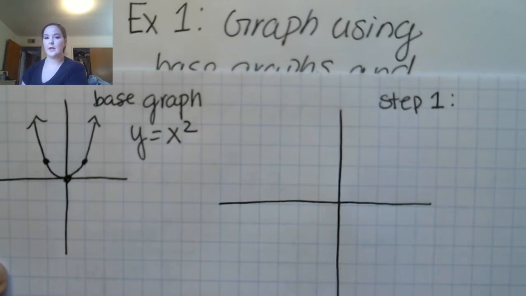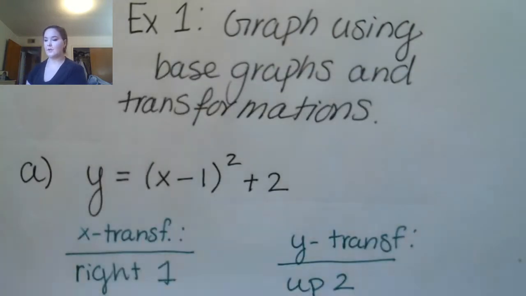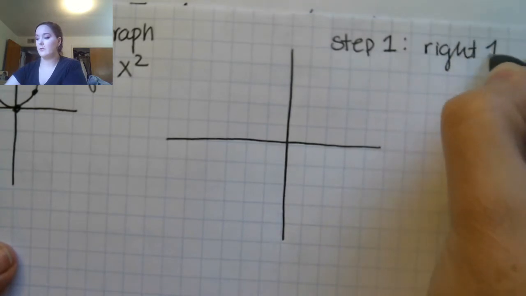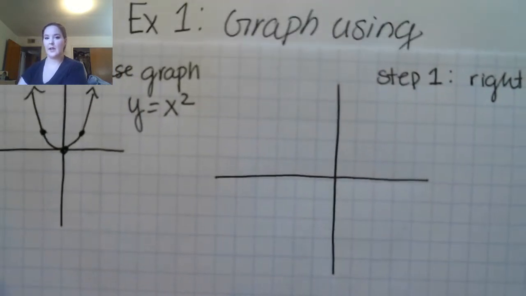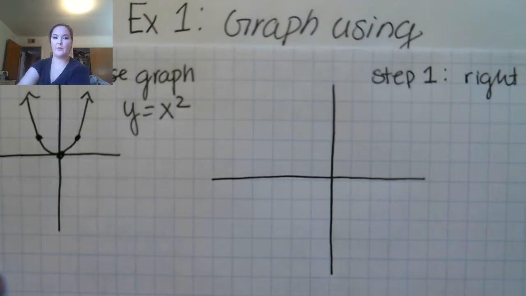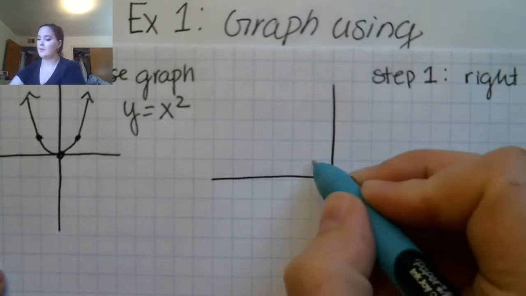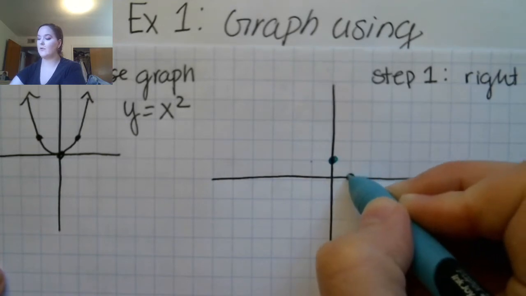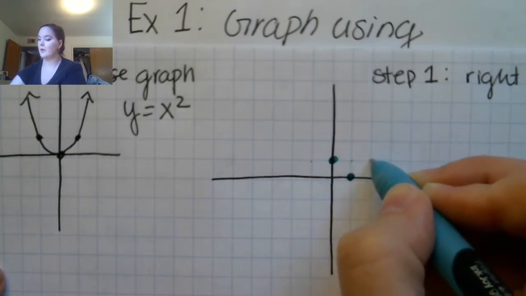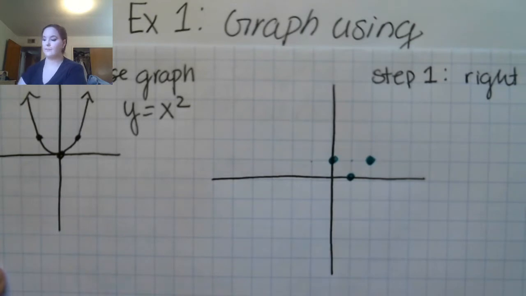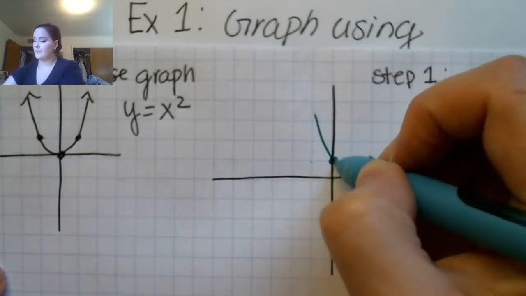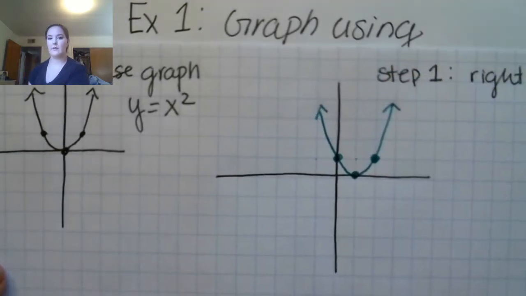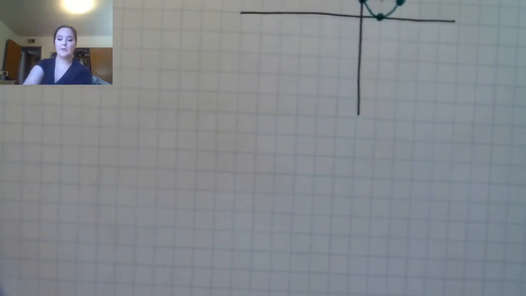So the first thing I'm going to do is my x transformation, which is right 1. So I'm going to take everything from my base graph and I'm going to move it right 1. So I'll take my key point, move it right 1, take the vertex key point and move it right 1, and take this key point and move it right 1. So that is just like we've done before. And now I'm going to do my second step.